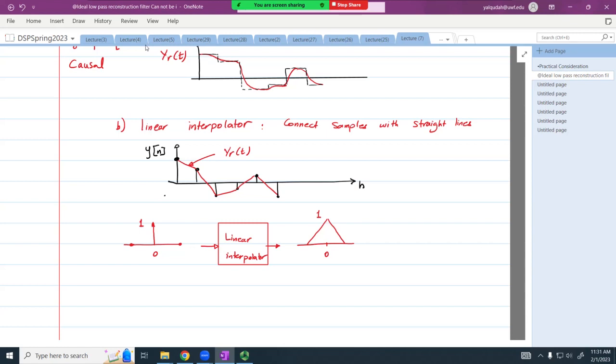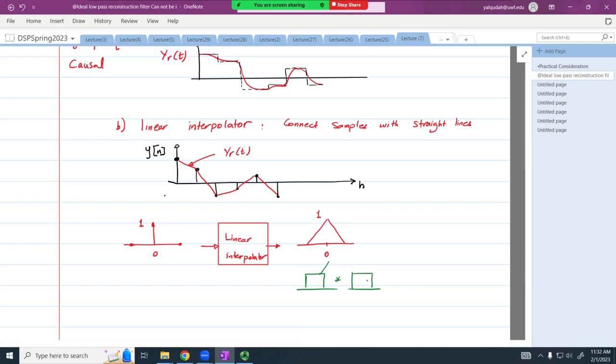So the first thing we're going to say is, this triangle is coming from a rect convolved with a rect. If I convolve two rects together, what am I going to get? I'm going to get a triangle. Everybody knows that now. Know it now, forever. Okay, so how does that help me?